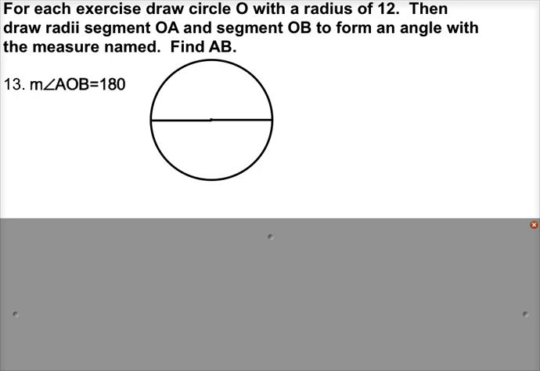OB is going to have to go in the opposite direction. That way it forms a straight angle. The problem wanted me to make a circle that had a radius of 12. And they want me to find AB. Well, since it was a straight angle, I just can add 12 and 12, which is 24.